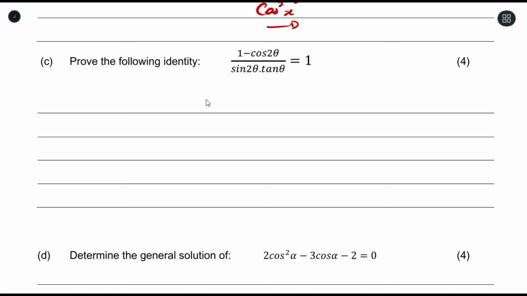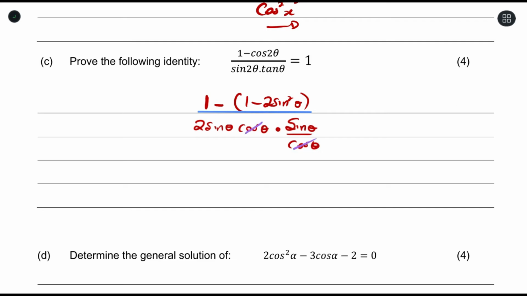The first thing I'm going to do in the numerator is write this as 1 minus, open bracket, 1 minus 2 sine squared theta. Now in the denominator, we change sine 2 theta to the identity we have, which is 2 sine theta cos theta. And this tan theta, we can just write as sine theta over cos theta. Now we notice that we can cross cancel: this cos can cancel this cos out.